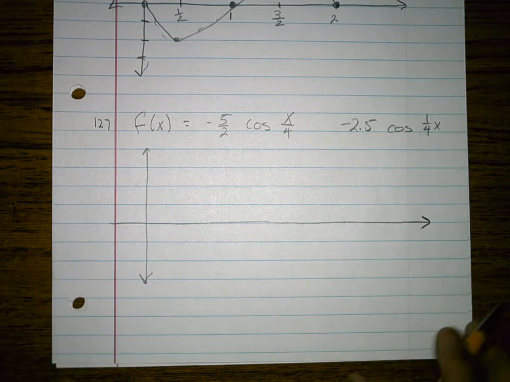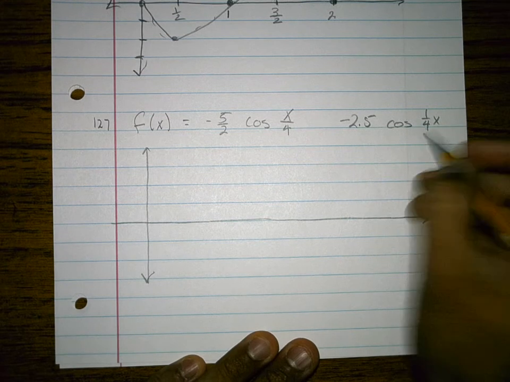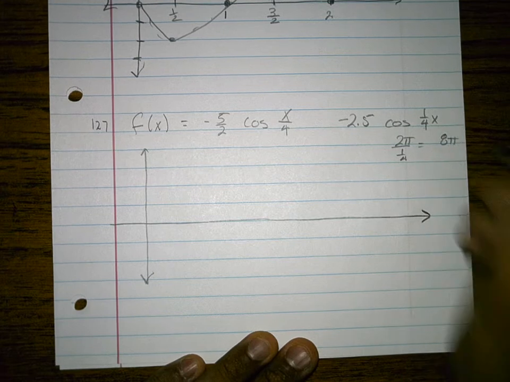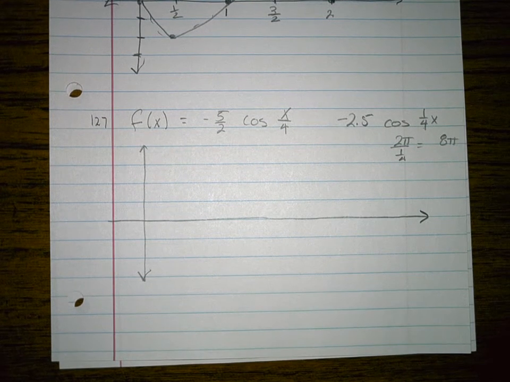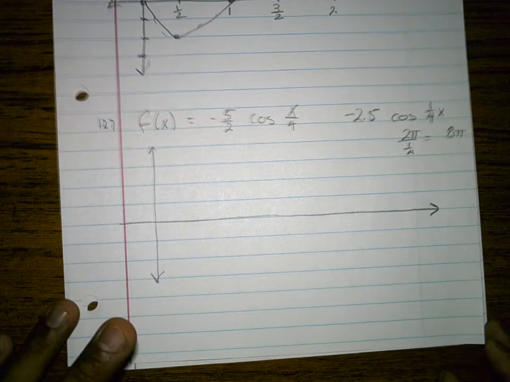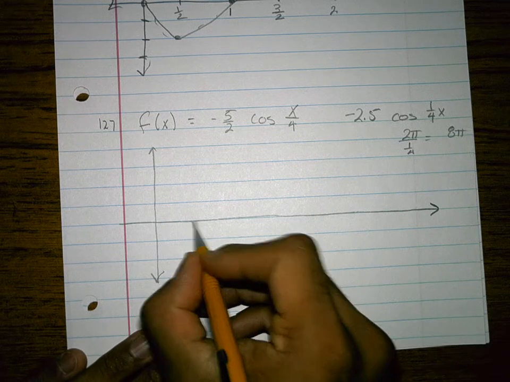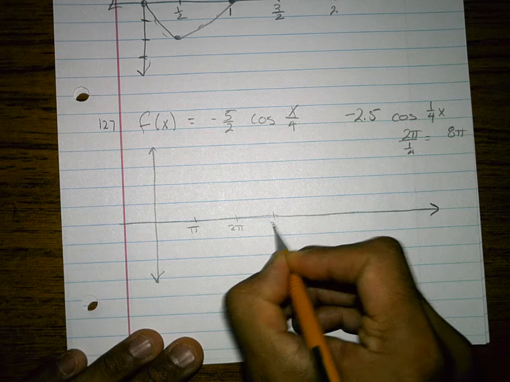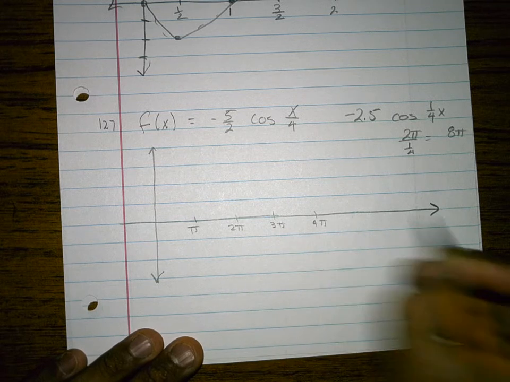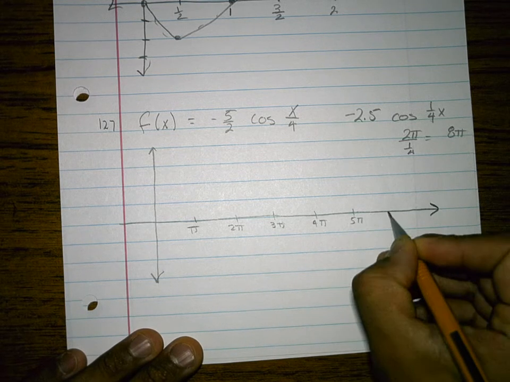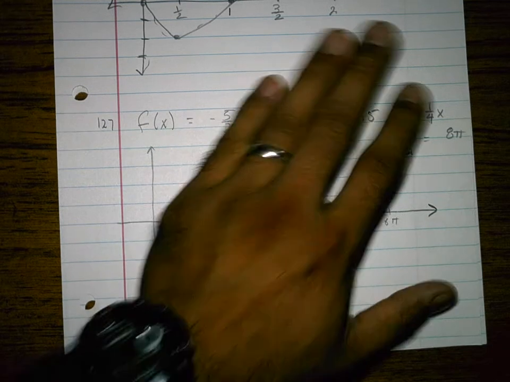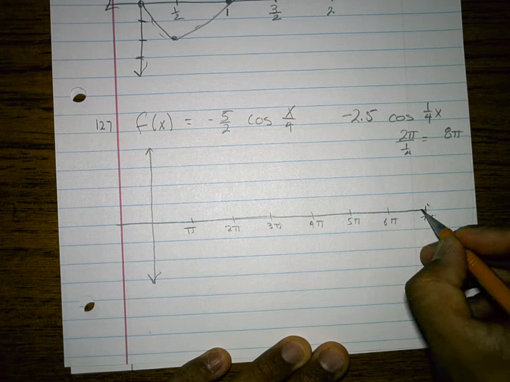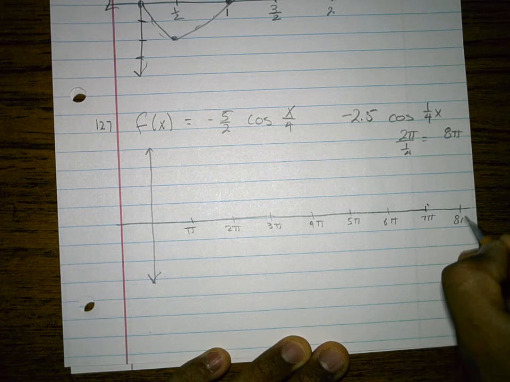So let's do a little work here. I have 2 pi. I'm going to find the period over 4, so I multiply that. That's 8 pi. So it's going to be 8 pi to finish one full cycle of the cosine. So I'm going to spread this out a little bit. There's pi, 2 pi, 3 pi, 4 pi, 5 pi, 6 pi. We've got to make this a little bit longer. 7 pi and 8 pi.